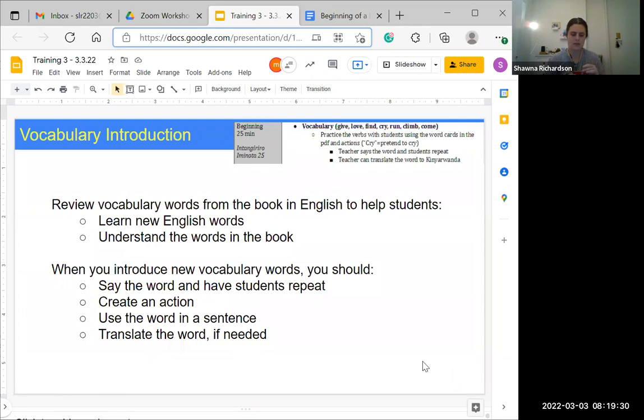So, Francine, I don't know who can share, but I know some of us did this last summer, like Consolee and Esther. So maybe one of you could share why it's important to do vocabulary words.